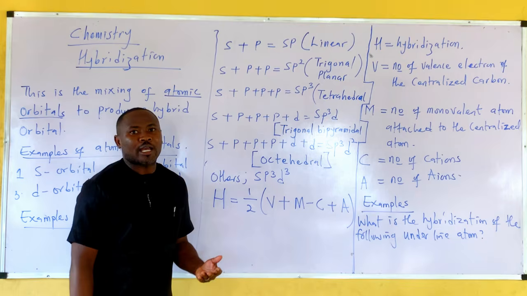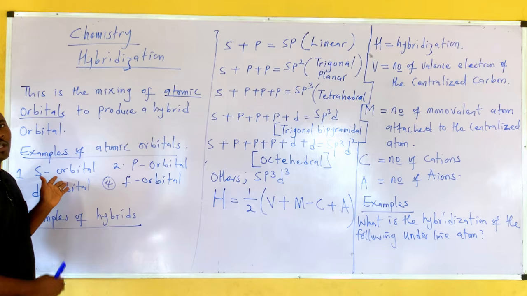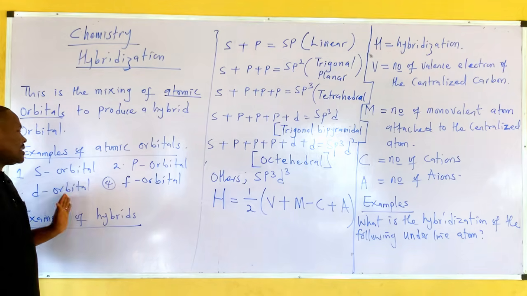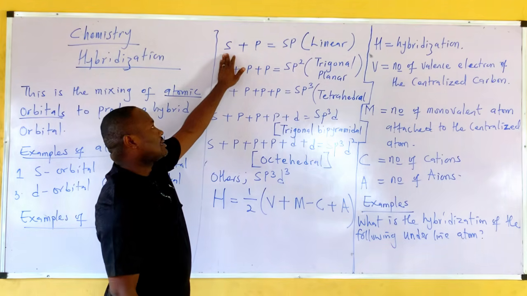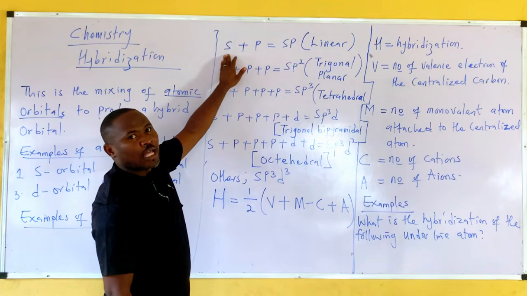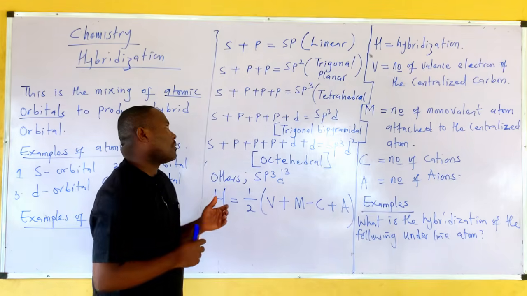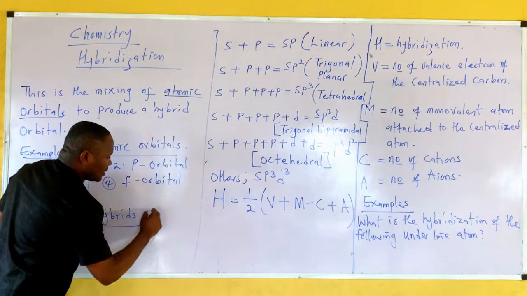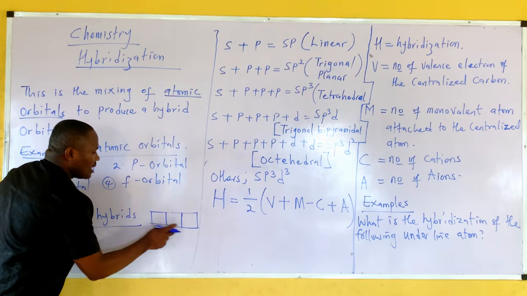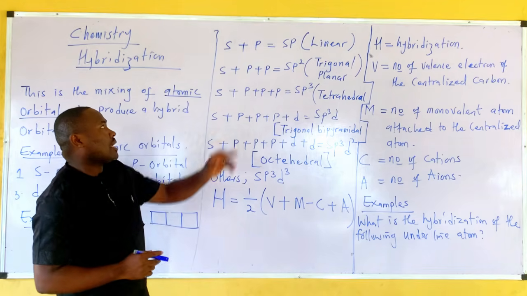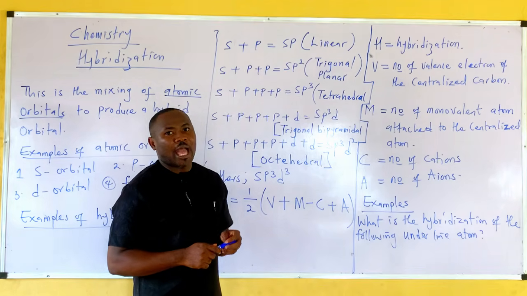What are the examples of atomic hybrids? Now remember, s is not degenerate, but p, d, and f are degenerate. So we only have one s. The s, as an unhybridized atomic orbital, can be mixed with one p. Remember, p has 3 orbitals. So s mixing with 1p will give us a hybrid called sp hybridized.